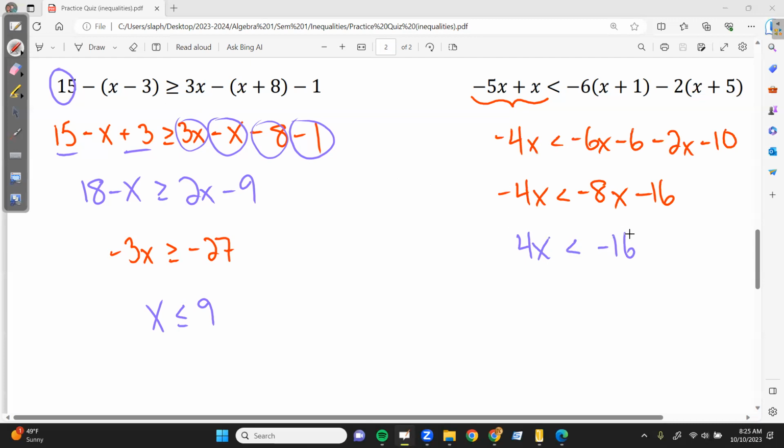This problem does not set up for you to have options. Then I'm going to divide by 4. I'm going to keep the sign the same because I'm not dividing by a negative. X is less than negative 4. That'd be an open circle graphed to your left at negative 4. Got it?